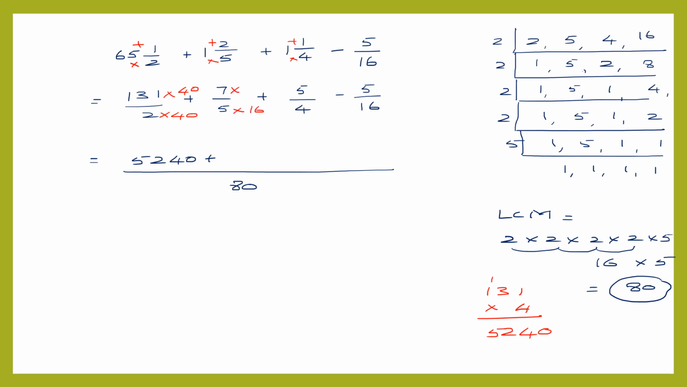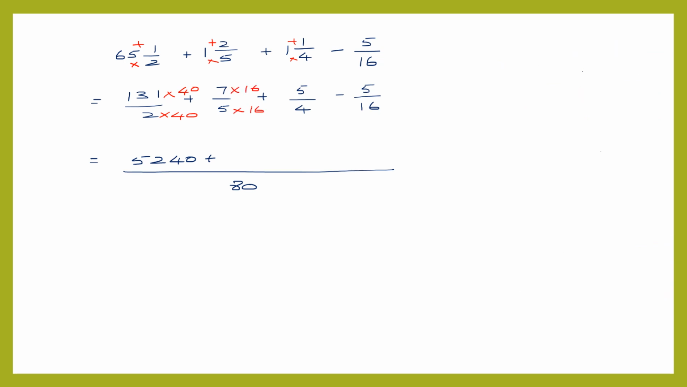So multiply 7 also by 16. So let's do that. 16 into 7. 7 sixes are 42, carry 4. 7 ones are 7, plus 4 is 11. So that is 112. So 112 plus, go to the next one.